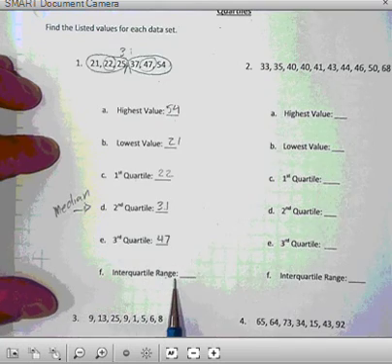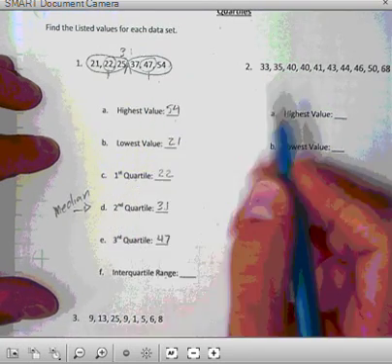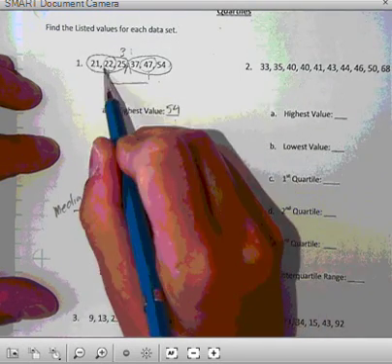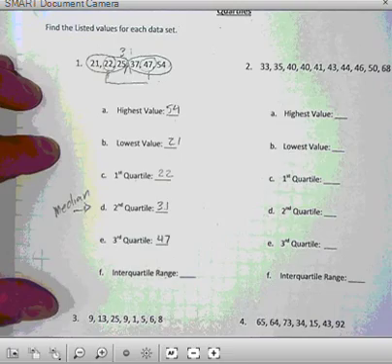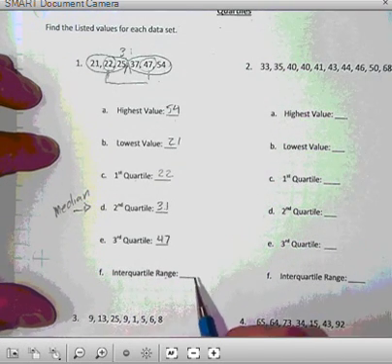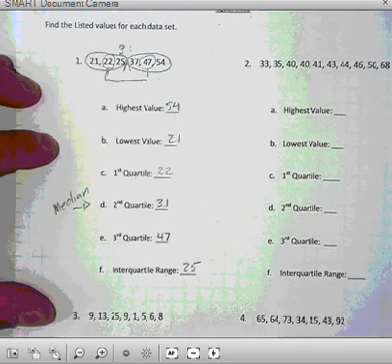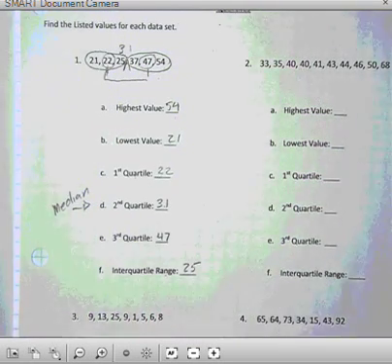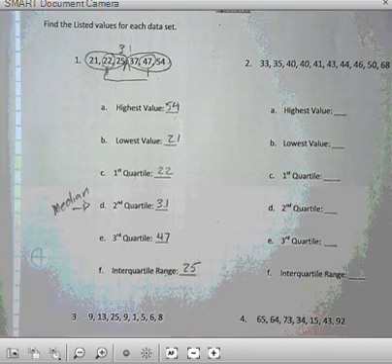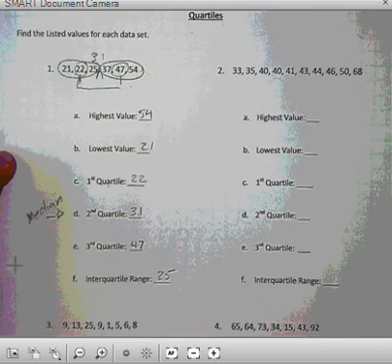The interquartile range is the distance from this number right here to this number right here. So when I do that, I subtract 47 minus 22, and that'll give me my interquartile range. Anybody find it? 25. Bailey? 25. That is all the information that you'll need in order to make a box and whisker plot. I told you you'd like today. Do number 2 on your own.